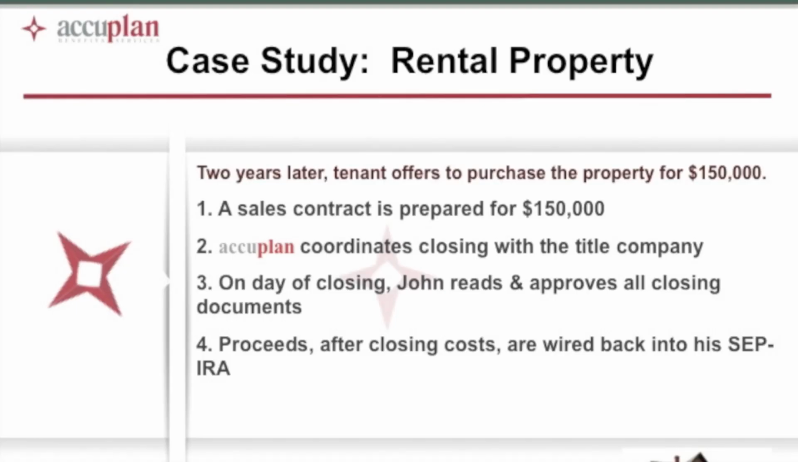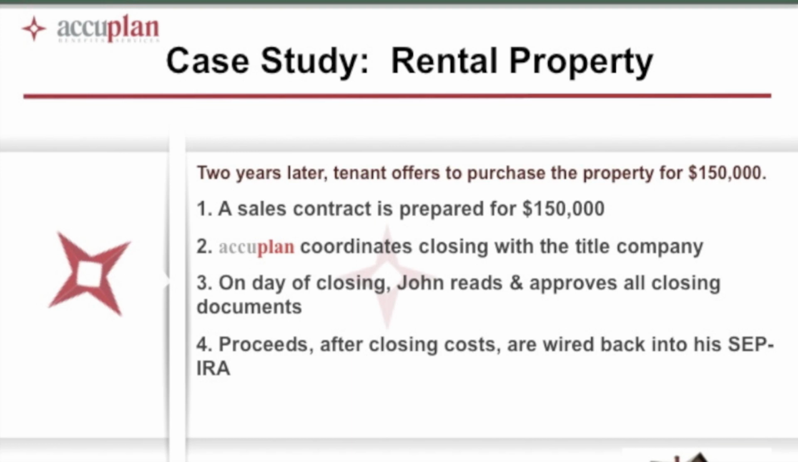First, he's going to complete a sales contract, prepared for $150,000. That is the amount that he decides he's going to sell that property for. He's going to coordinate with AccuPlan to take care of all the closing documents. On the day of closing, John's going to read and approve, pretty much as he did in the beginning when he acquired the property. He's going to read and approve all closing documents to make sure everything's in order. At that point, everything's forwarded over to title and escrow. Our real estate department will coordinate with the title company, make sure everything closes properly as well as timely.